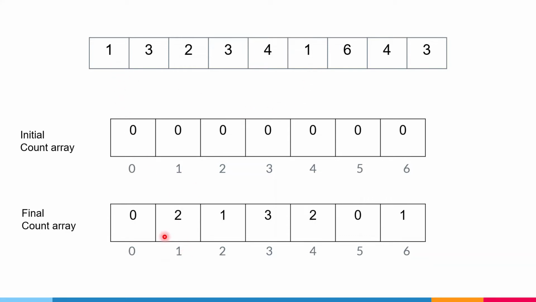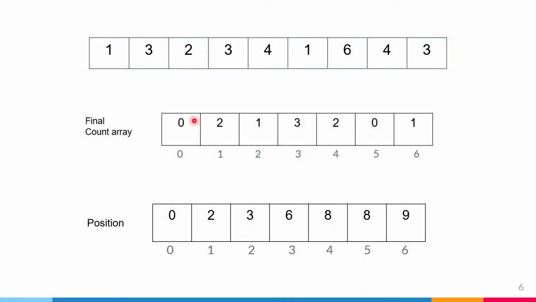We have written 2. What is the number of twos? We have only one 2. What is the count of 3? 1, 2 and 3. What is the count of 4? 2. What is the count of 5? There is no 5. What is the count of 6? There is 1 six.